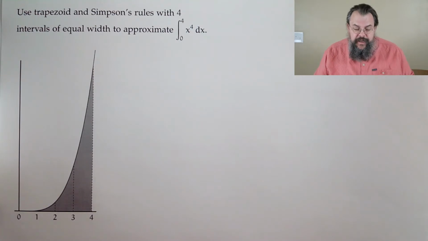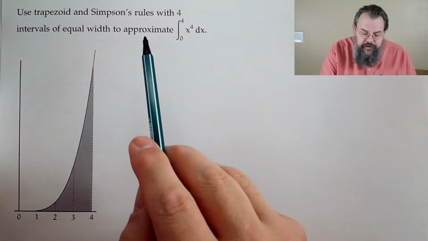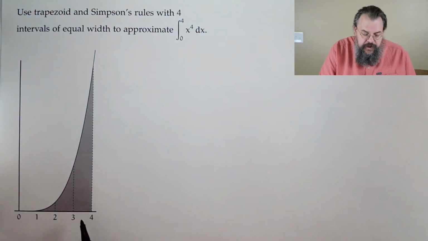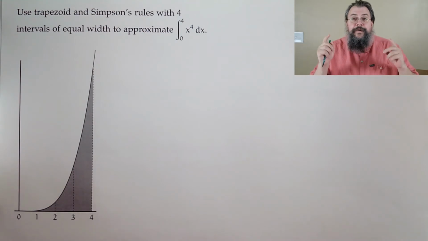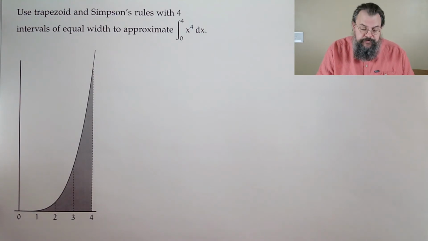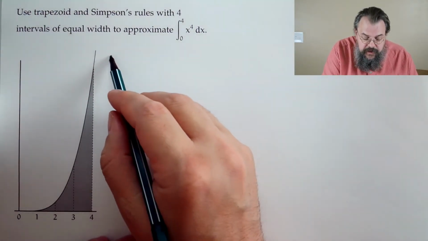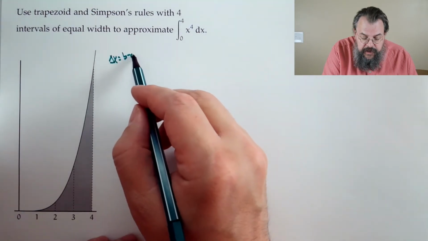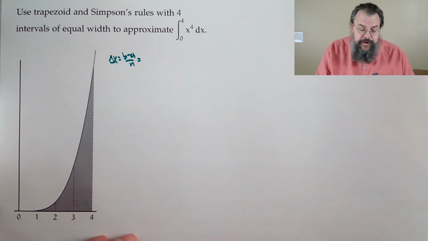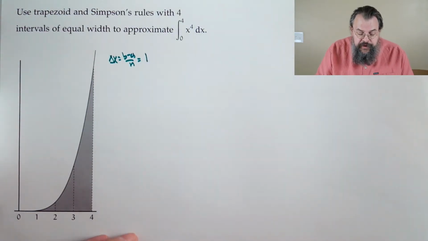Okay, so the nice thing is they kind of gave us some clues here, right? 4 intervals of equal width. We're going from 0 to 4, so 4 equal widths would make it length 1, because we have b minus a. Okay, so b minus a, 4 minus 0 over 4. So that's good. So delta x is 1, and that's the same for both of these, because each one of them involves 4 intervals. Great, perfect.